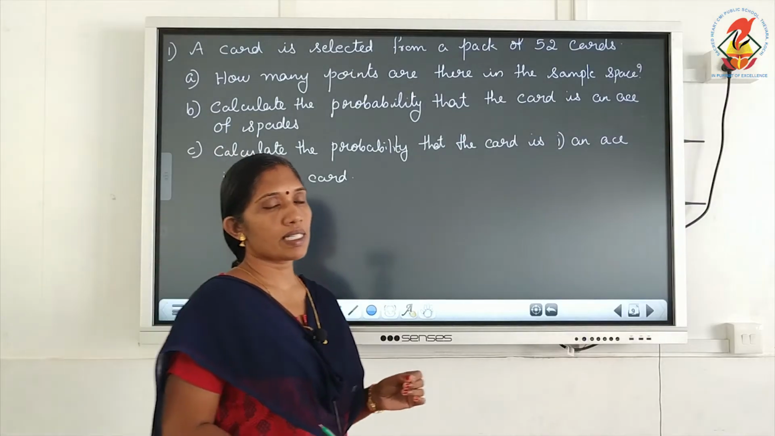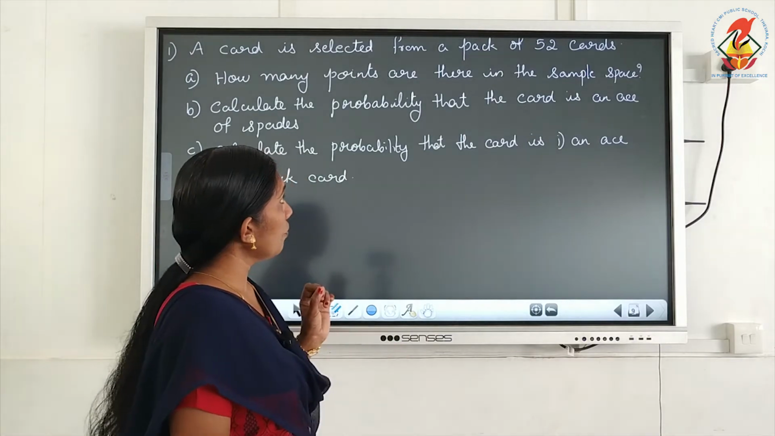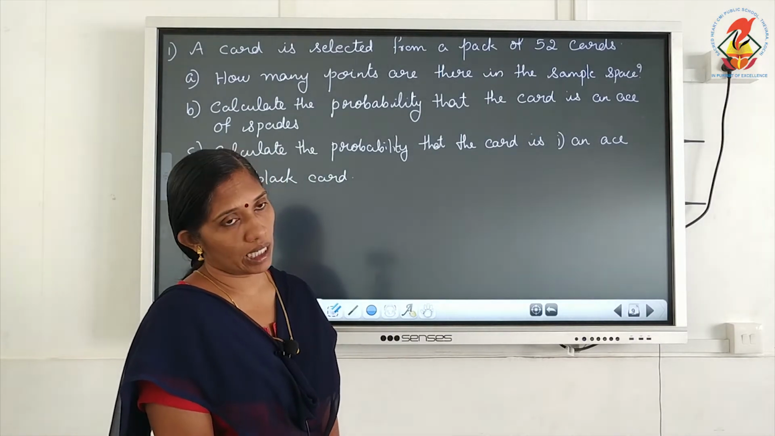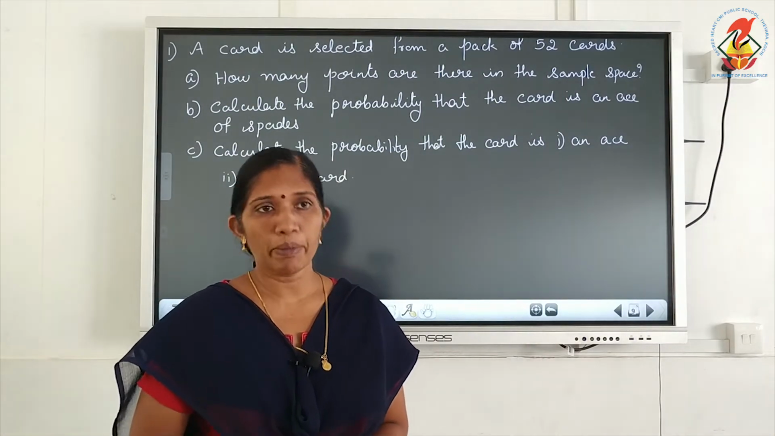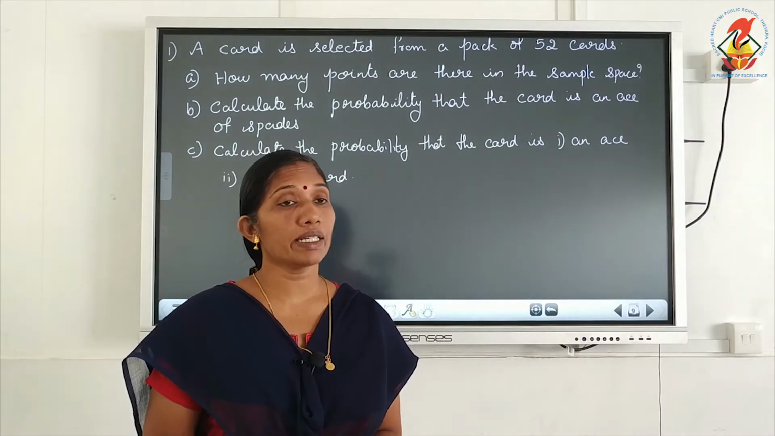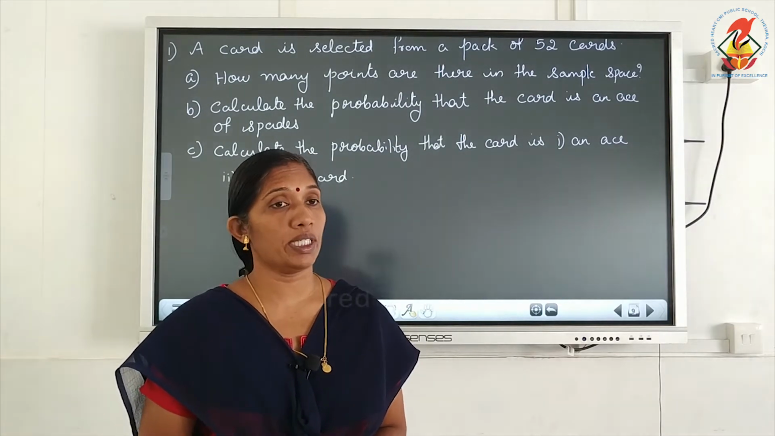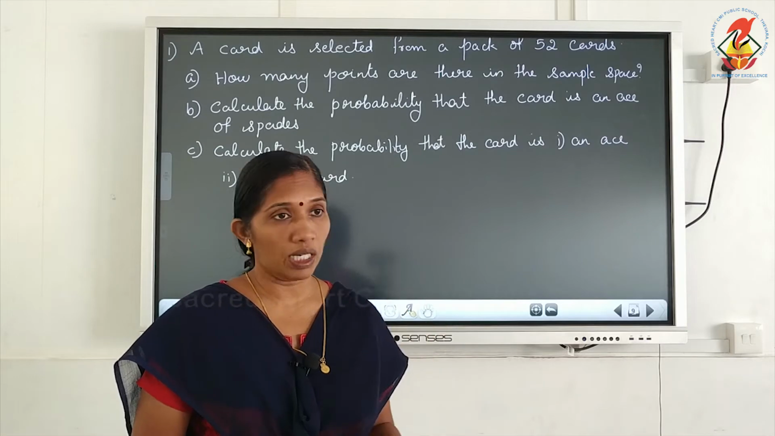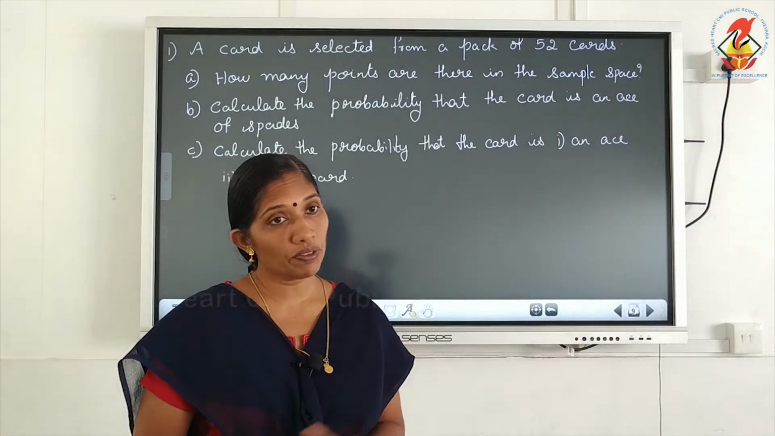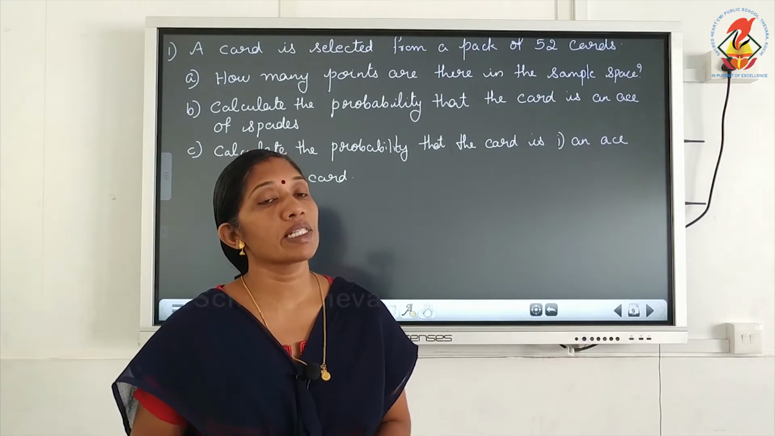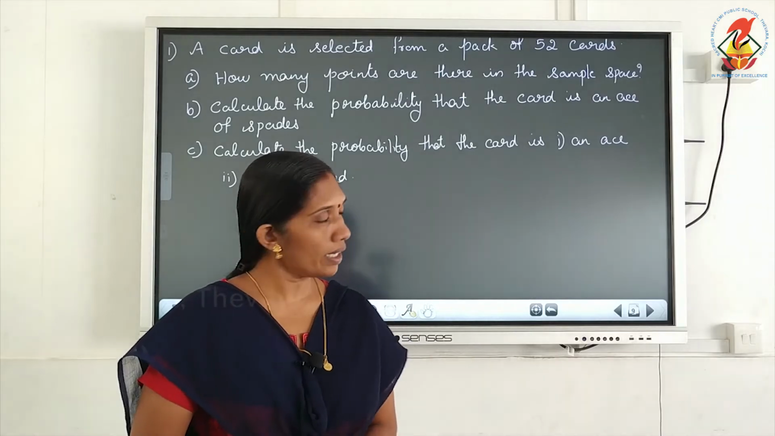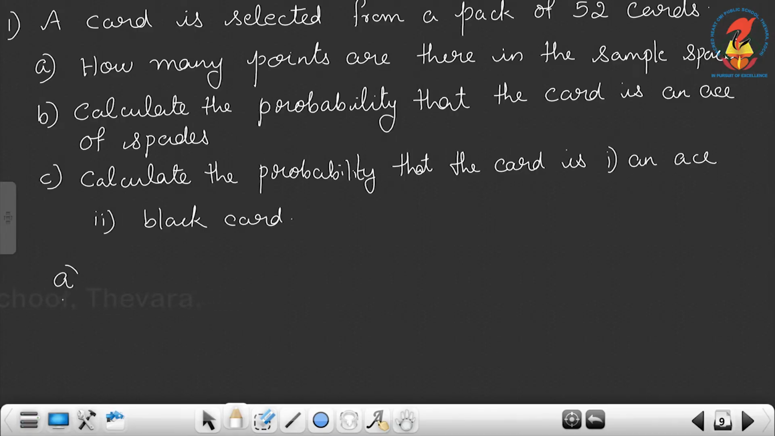So the experiment is taking one card from a pack of 52 cards. The first question is, how many points are there? Points means sample points, that means outcomes. Another word for outcome is sample point. In a pack of 52 cards, we can take one card in 52 different ways, isn't it? So how many outcomes are there? 52 outcomes. So the first answer is 52.